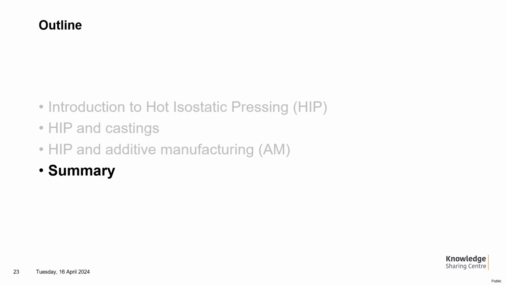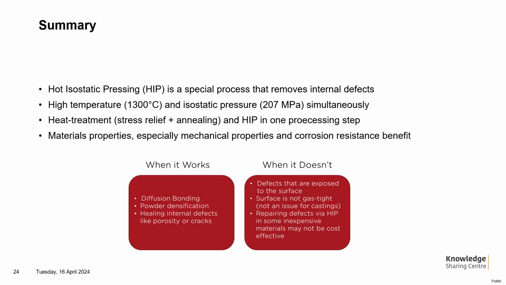I will now conclude my talk. To summarize this talk, hot isostatic pressing, or HIP, is a special process that removes internal defects. High temperature and isostatic pressure are applied simultaneously. With modern HIP equipment, heat treatments such as stress relief or solution annealing and HIP can be done in one single processing step. In the end, the material properties, especially mechanical properties and corrosion resistance, benefit from a HIP treatment.